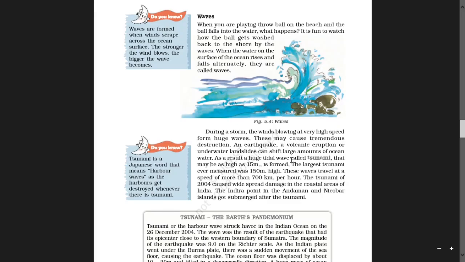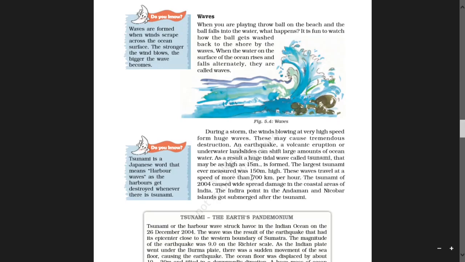A wave called a tsunami, which may be as high as 15 meters, is formed. The largest tsunami ever measured was 150 meters high. These waves travel at a speed of more than 700 kilometers per hour.